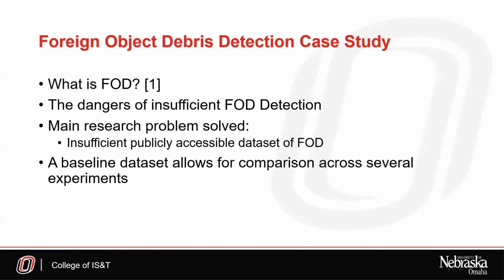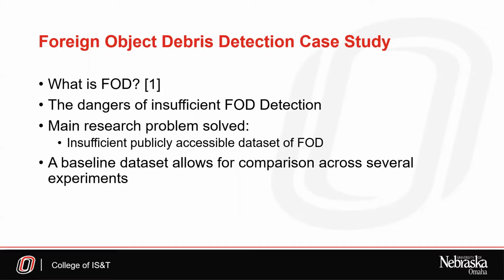According to the Federal Aviation Administration, fraud is defined as any object, live or not, located in an inappropriate location in the airport environment that has the capacity to injure airport or air carrier personnel and damage aircraft. The dangers of insufficient fraud detection can lead to expensive damages, and in extreme cases can lead to the death and injury of various personnel or guests in the airport.